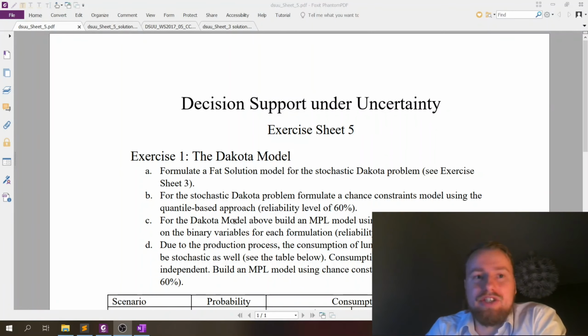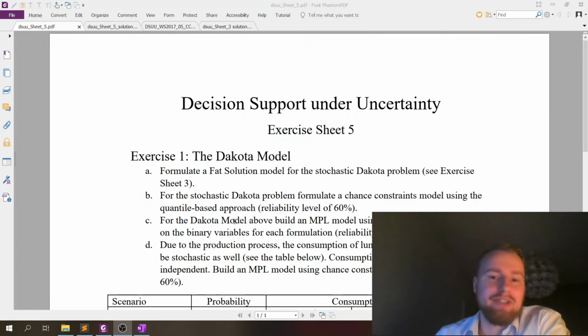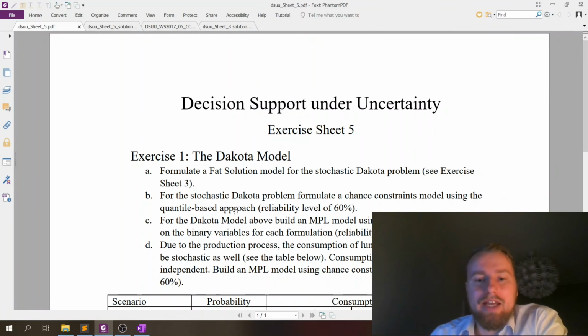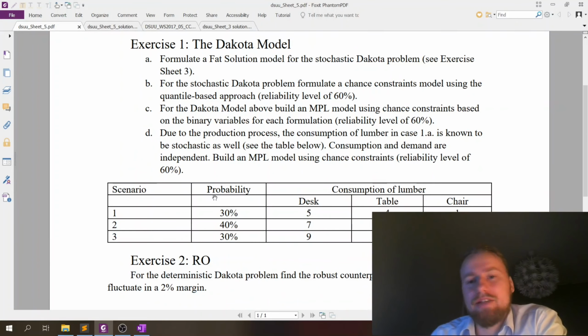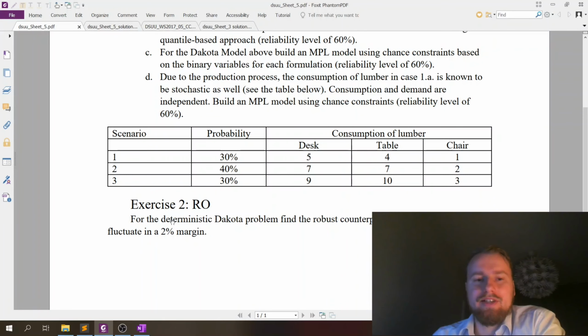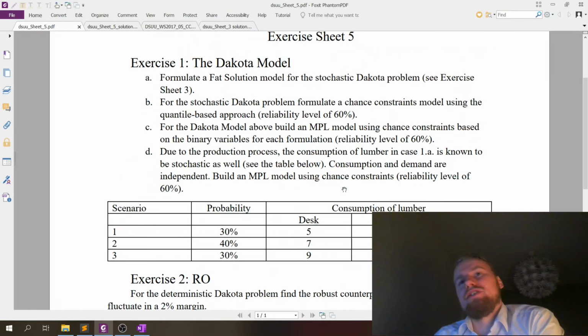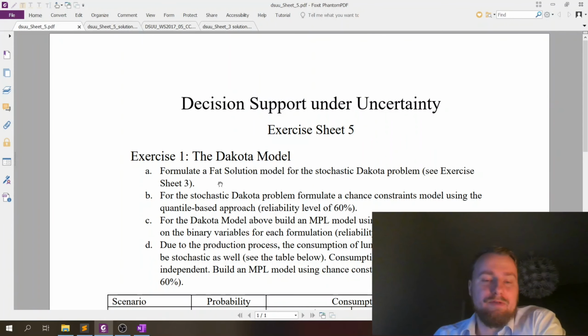You can check the details in the lecture. I will not repeat the whole lecture. This is the chance constraint, and as an example we are using the Dakota model to continue the discussion. And then in exercise 2, there will be a short presentation of robust optimization, just to give you a conceptual understanding of what that is as another approach in the domain of stochastic optimization.